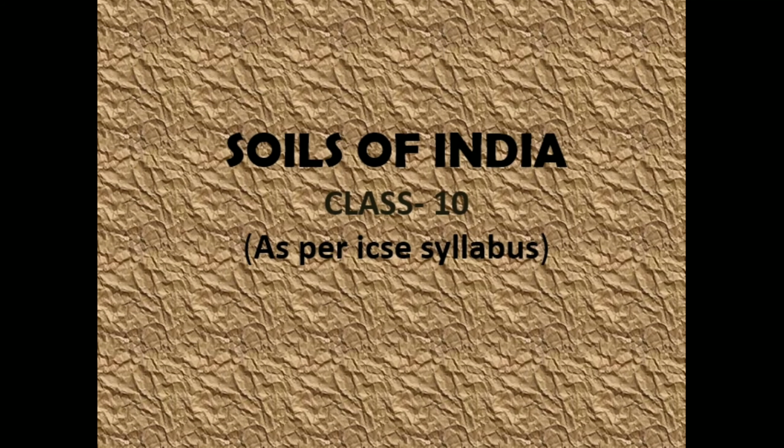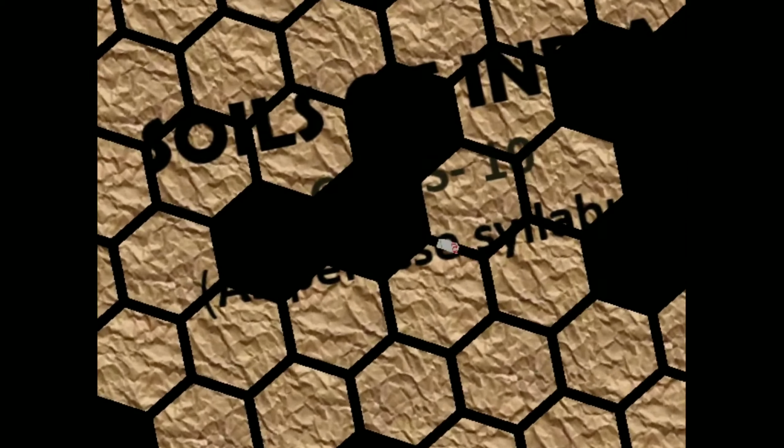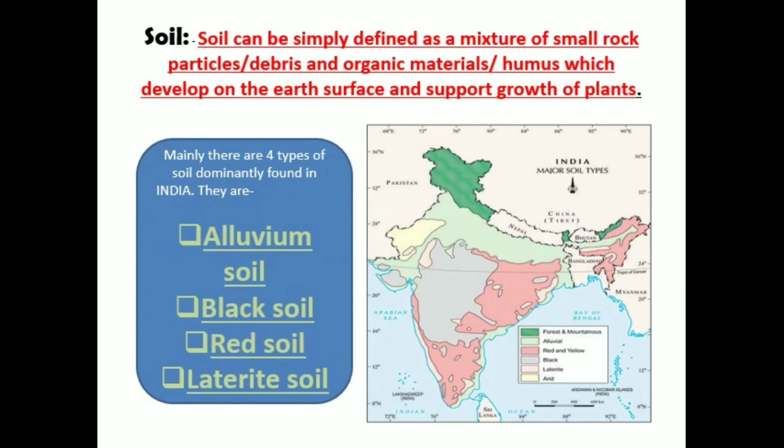Today's topic, Soils of India. Let's get started. Soil can be simply defined as a mixture of small rock particles, debris, and organic materials or humus which develop on the earth's surface and support growth of plants. Mainly, there are 4 types of soil dominantly found in India. They are alluvium soil, black soil, red soil, and laterite soil.